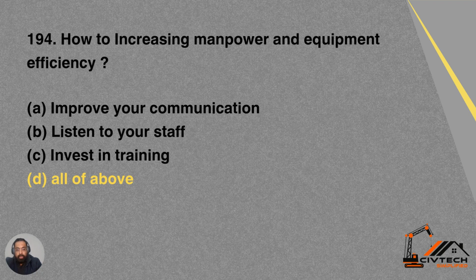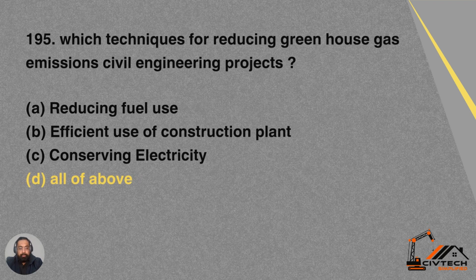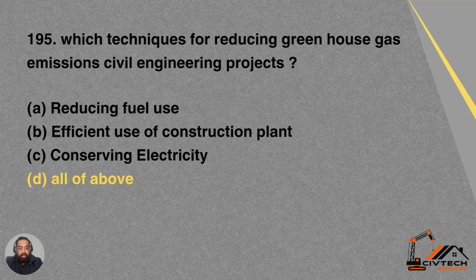194. How to increase manpower and equipment efficiency? Option A, improve your communication. Option B, listen to your staff. Option C, invest in training. Option D, all of the above. How to increase manpower and equipment efficiency? You have to improve the communication, you have to listen to your staff or team, and then invest in the capacity building of the team. So D is the correct option, which is all of the above.